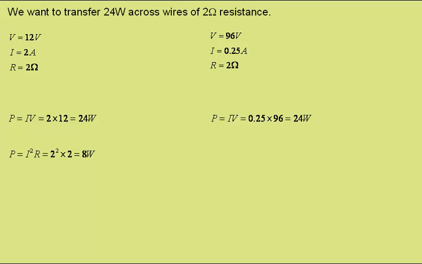Now for the heating in the wires. Power is equal to current squared multiplied by resistance, which gives a heating of the wires now of just 0.125 watts. Much better than the 8 watts we were losing with the higher current.